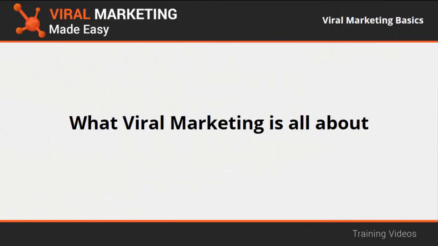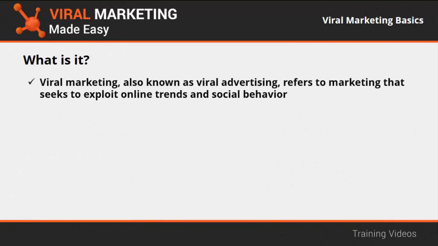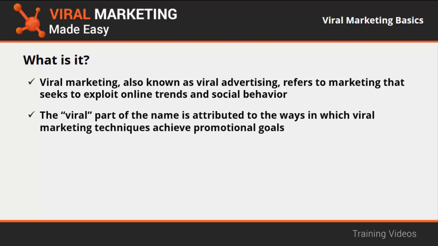What viral marketing is all about. What is it? Viral marketing, also known as viral advertising, refers to marketing that seeks to exploit online trends and social behavior to produce exponential increases in brand awareness, content sharing, rapid sales, and other marketing objectives. The viral part of the name is attributed to the ways in which viral marketing techniques achieve promotional goals, often mimicking the spread of computer viruses through methods that trigger self-replicating behaviors, such as word of mouth.